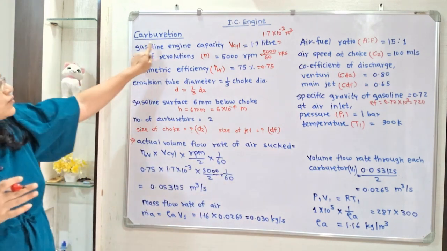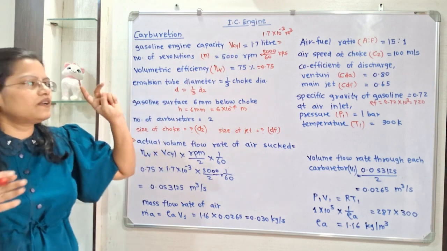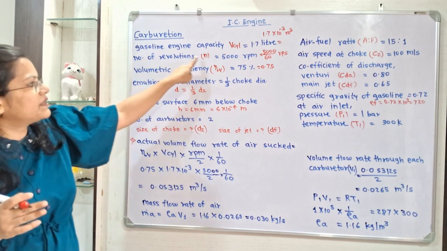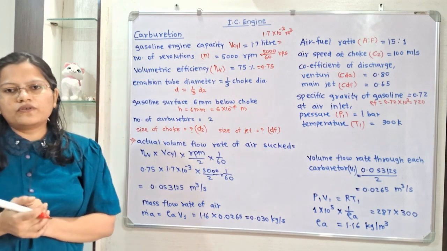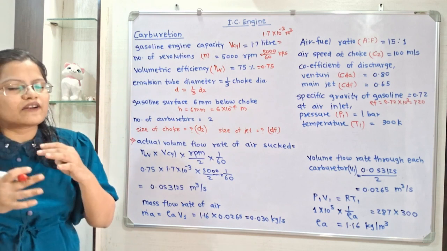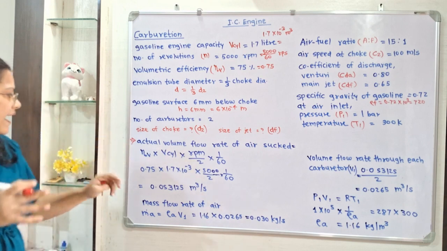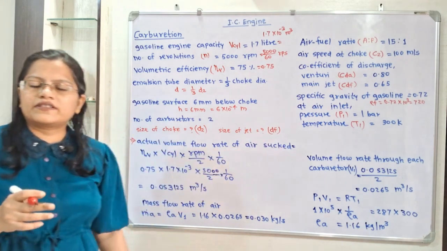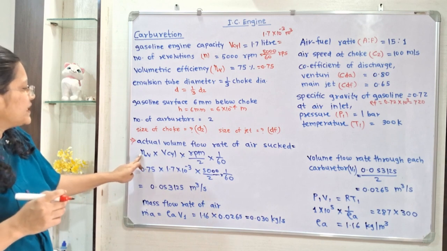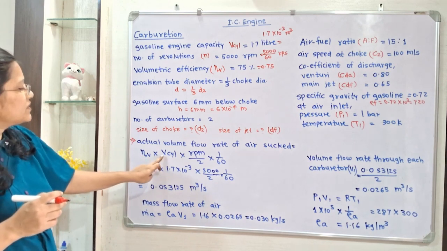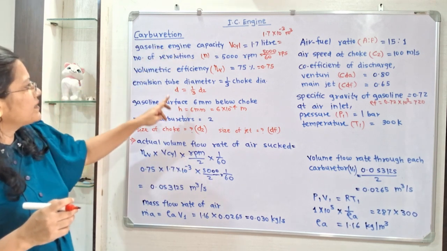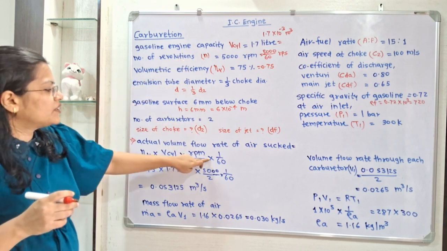So there is the gasoline engine with capacity given, volumetric efficiency is also given, revolutions per minute or RPM is also given. So there are number of carburetors too. So we will calculate the total actual volume flow rate of air sucked in the carburetor. So it is eta V, that is the volumetric efficiency multiplied by the engine capacity V cylinder multiplied by the RPM by 2 into 1 by 60.